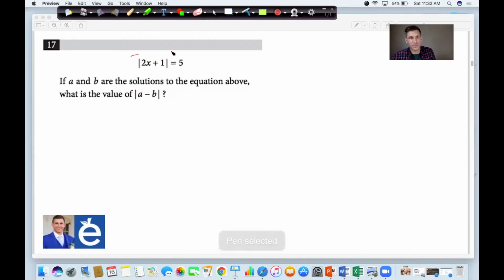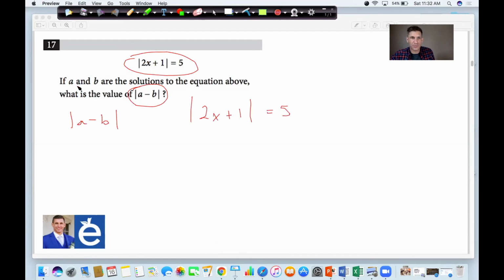2x plus 1 equals 5, and it says if a and b are the solutions to the equations above, what is the value of a minus b? Notice absolute value, so this is what I'm trying to find. Always circle what it is that you're trying to figure out. It says 2x plus 1, absolute value, equals 5, and it tells you these are both solutions.